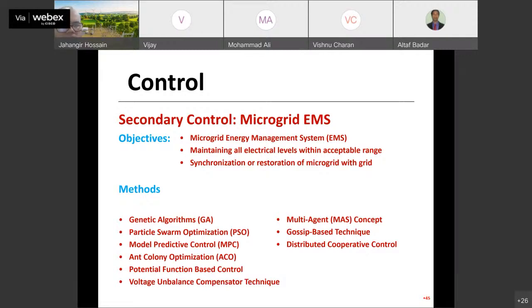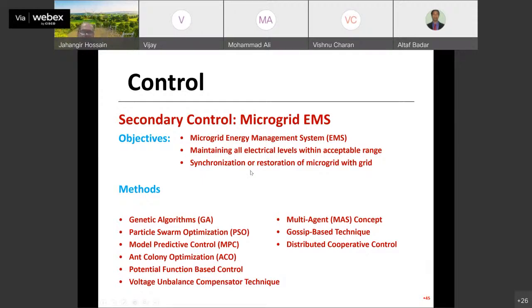So you can manage the energy. You can also maintain all electrical levels within the acceptable range, like voltage and power quality, everything. And it also does another function that I mentioned, the synchronization with the main grid, which is also done by the secondary control.